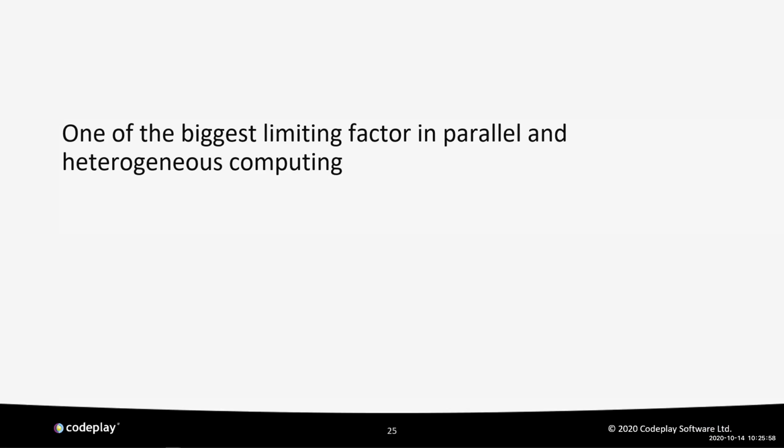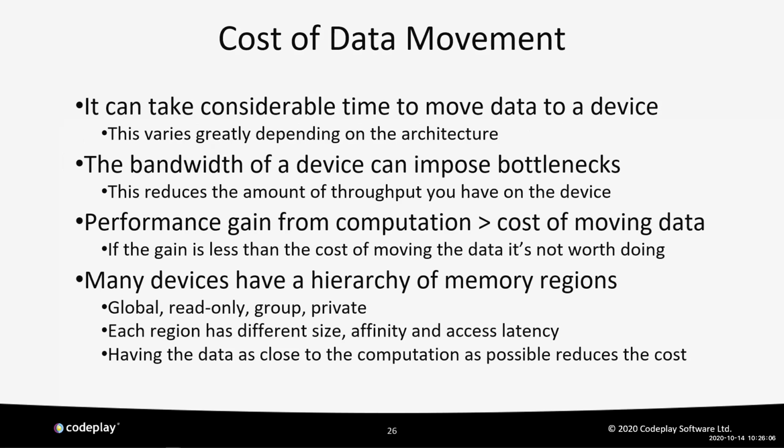So let's move on to one of the biggest limiting factors in parallel and heterogeneous computing, and that's data movement: the cost of data movement in terms of time and power consumption. It can take considerable time to move data to a device, and this varies according to architecture. The bandwidth of a device can impose bottlenecks, and this reduces the amount of throughput you have on the device.